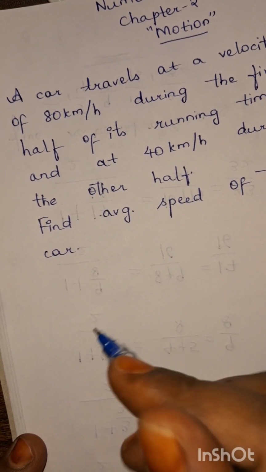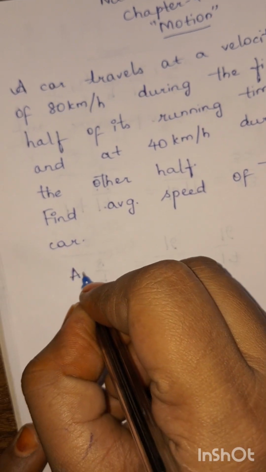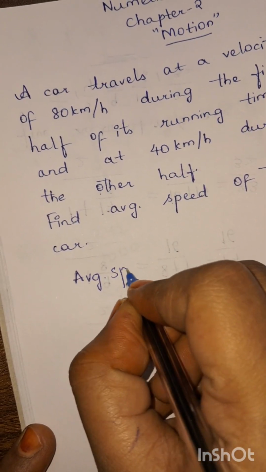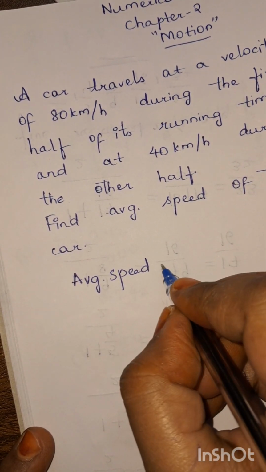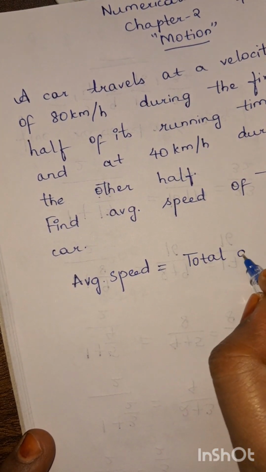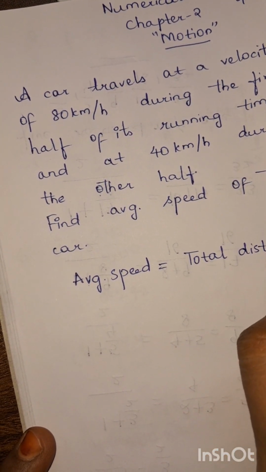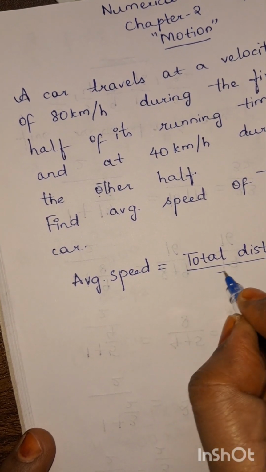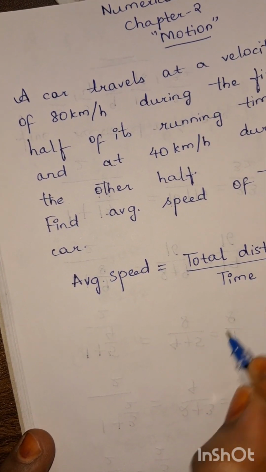So what is the formula for average speed? First we'll write the formula. Average speed is equals to total distance by time. Total distance by time.